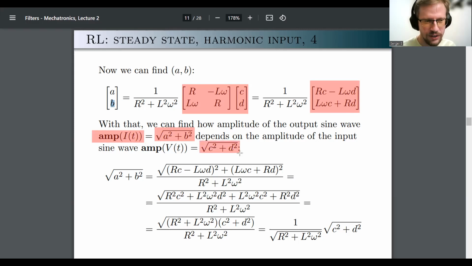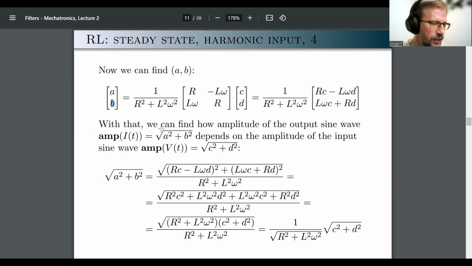So this magnitude of the current depends on the magnitude of the input sine wave, which is this. So how are those two related? You have the magnitude of the current, you have the magnitude of the sine wave that is input. How are they related? Well, let us compute it. It sounds like a pain, but it is not a pain. So let me show you.